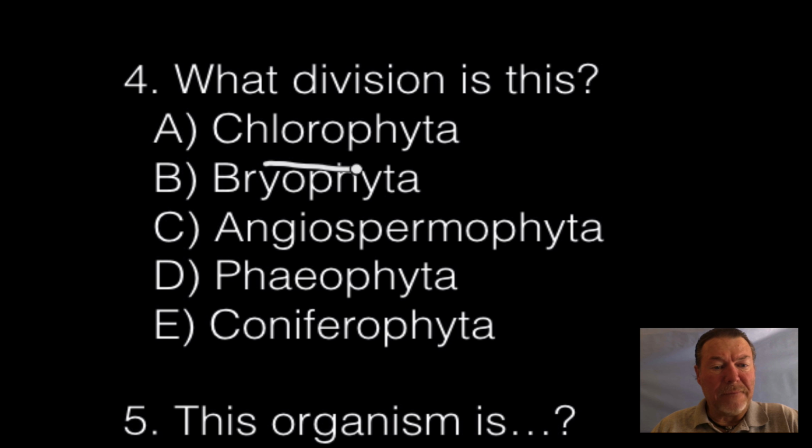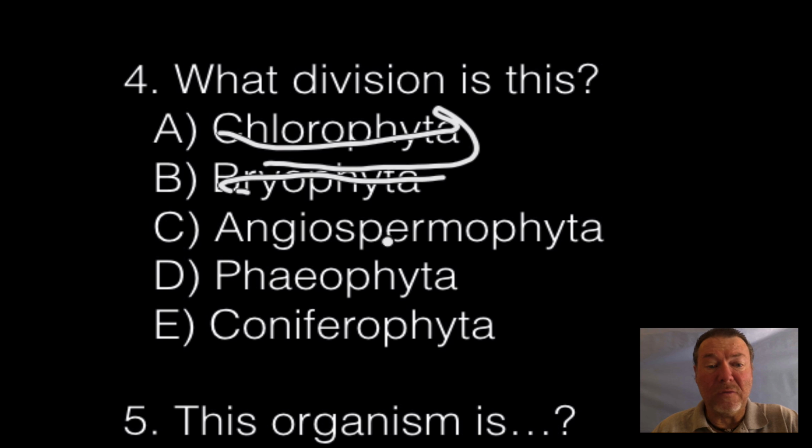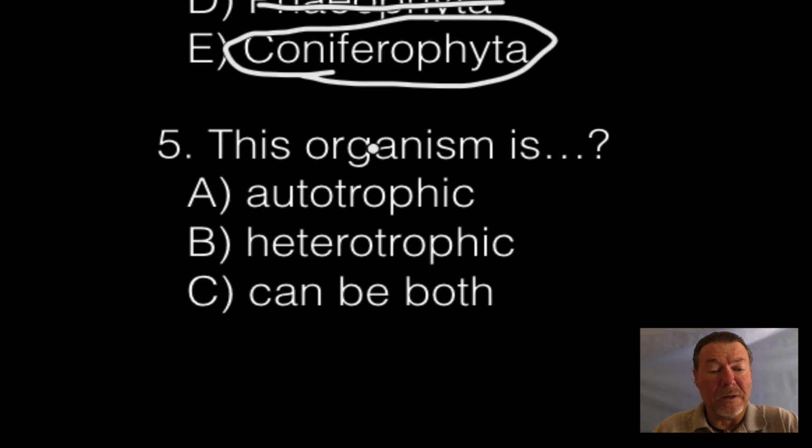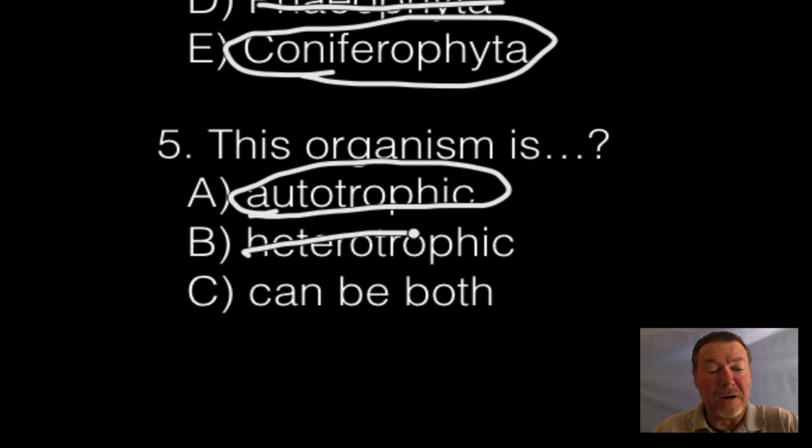Chlorophyta would be algae, so no. Bryophyta is the mosses and the liverworts, things like that. Angiospermophyta is flowering plants. Phaeophyta is brown algae. So these are conifers. Think of it as a pine cone, a pine tree. All of them have pine cones. The organism is, well, again, it's a plant, so it makes its own food, so they're all autotrophic. Can't be heterotrophic. Heterotrophic goes out and gets their food, and they cannot be both, so autotrophic.